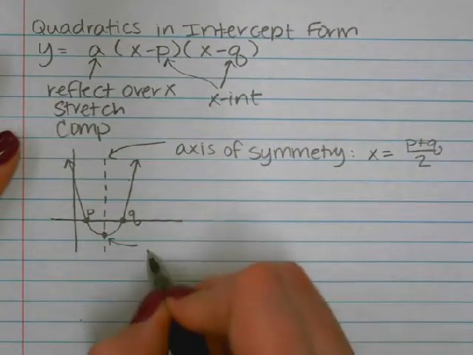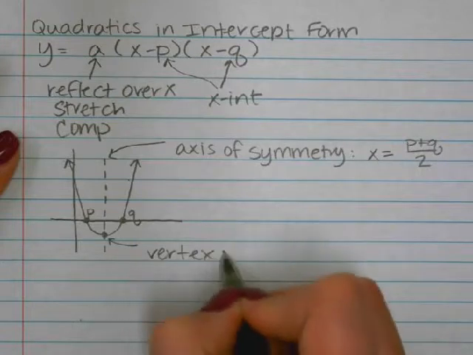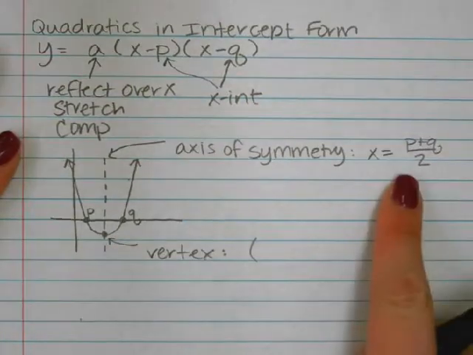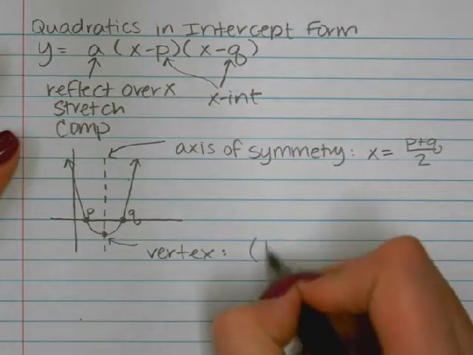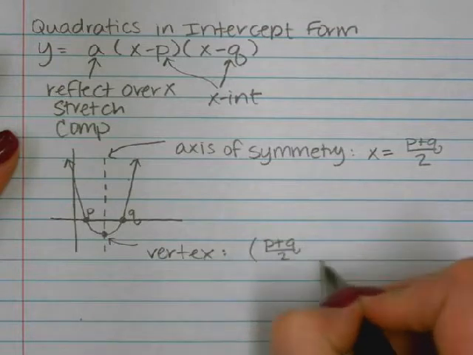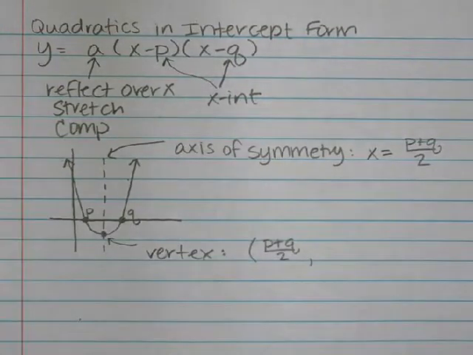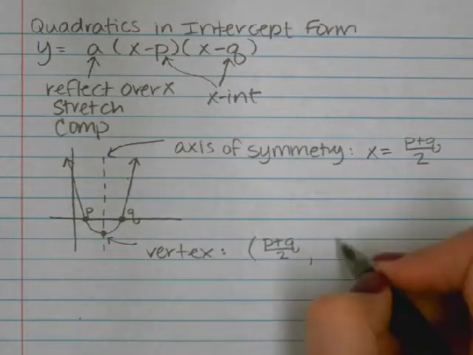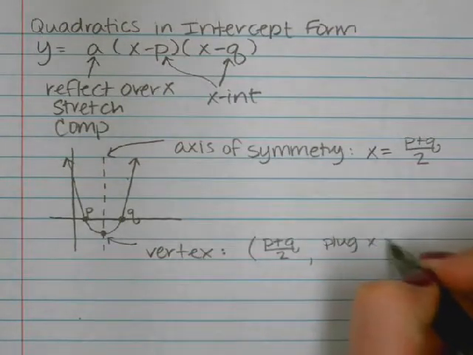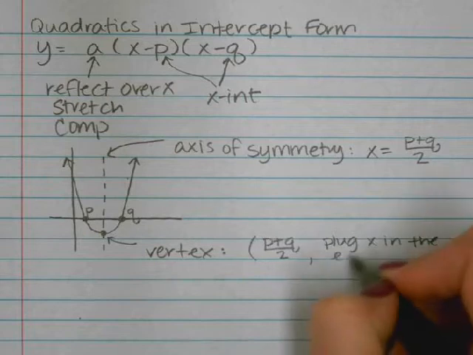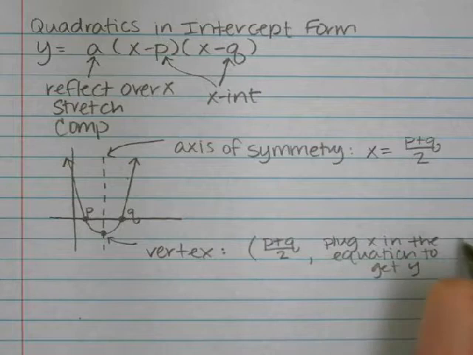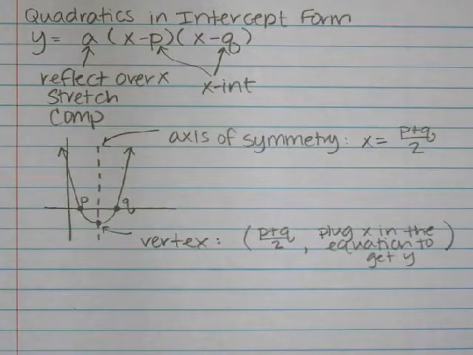This point right here, as you know, is the vertex. And the x-coordinate of the vertex is going to be the exact same as the x value for that axis of symmetry. So the x value of our coordinate is going to be halfway between the p and the q, those two x-intercepts. So that's how we find the x-coordinate of the vertex. To find the y-coordinate of the vertex, you plug x in the equation to get y. So that's how we find the vertex.